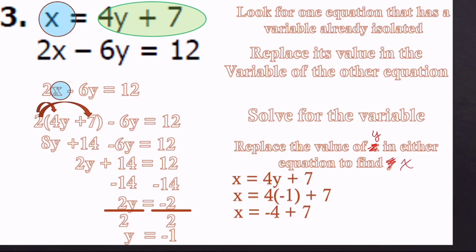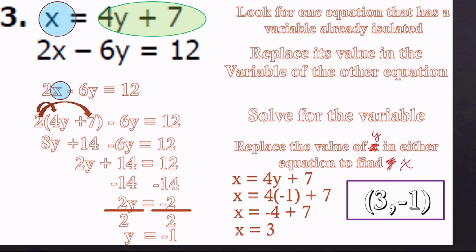Then I get x equals -4 plus 7, x equals 3. So my ordered pair here is 3, -1. Make sure you write it in the correct order because it's an ordered pair. That right there, that's the answer you're looking for. Meaning, if you were to graph these two by the graphing method, that's going to be the place where they touch, right?